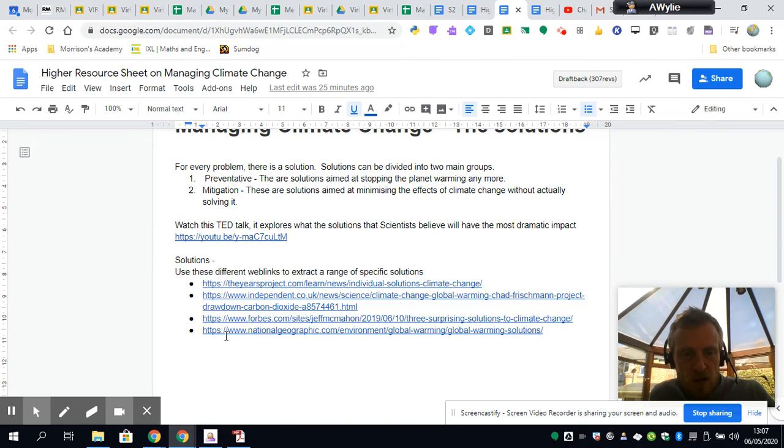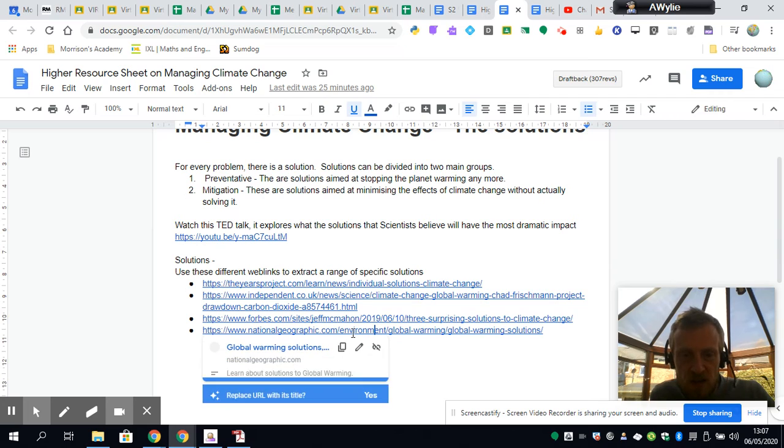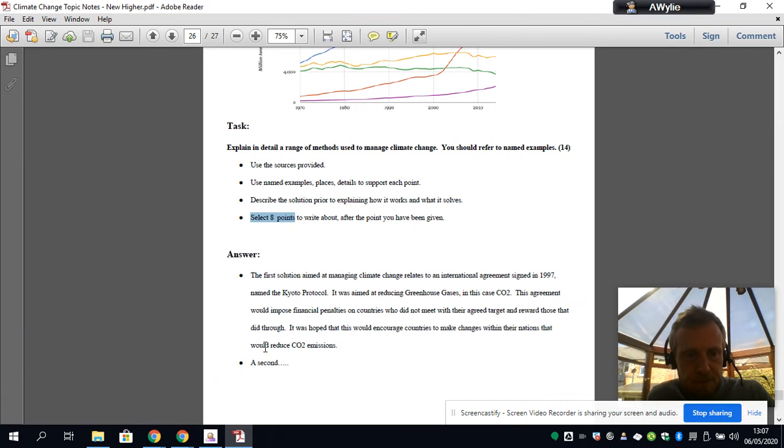So you have 4 sources. You can dip into each of them. This one here from the National Geographic is a really good source, covers quite a bit of reading, but it covers lots of different sorts of solutions from different angles. This one here, Jeff McMahon, this is a fantastic source. He just looks at 3 solutions, but they're all ones that you probably haven't thought about before. But when you read this source, it's from the magazine Forbes, it'll make you think, okay, I hadn't really thought that would be a solution to the world's climate problems. So use them to answer this question.